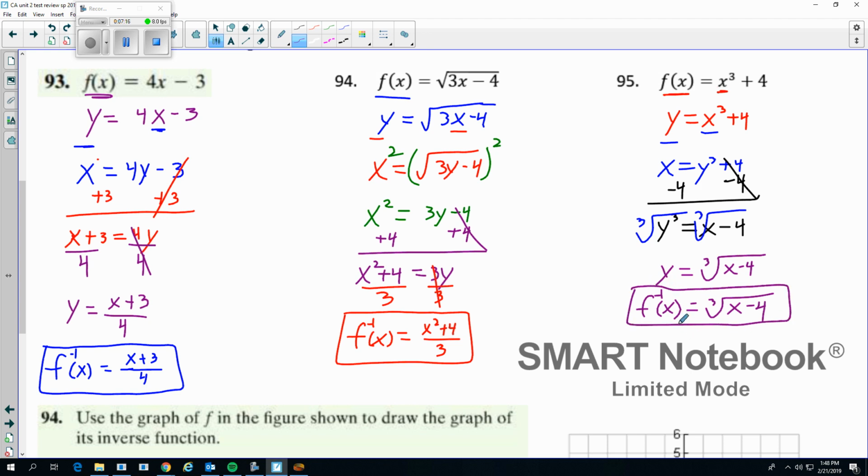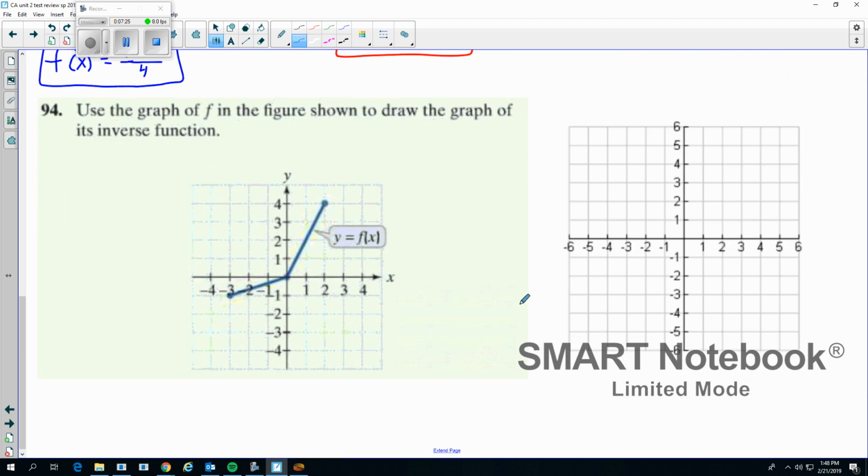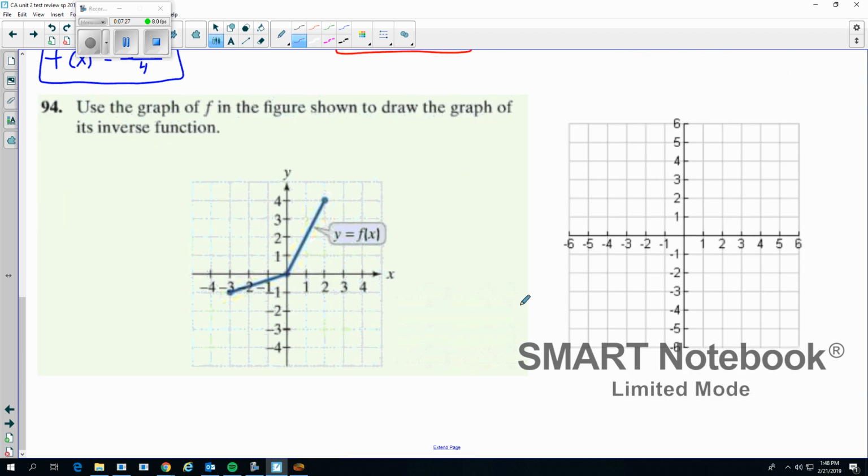All right. Okay, and now I think I only have one left. This won't be too bad. This is pretty simple. It says use the graph of f in the figure and draw the graph of the inverse function. We'll label these points right here. That's -3, -1. That point right there is at 0, 0. And this point is at 2, 4.